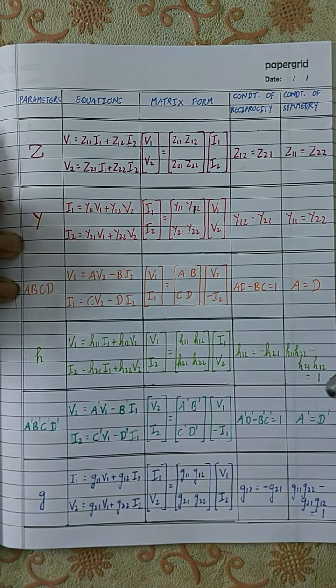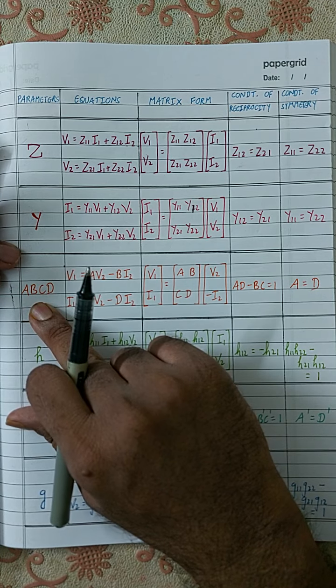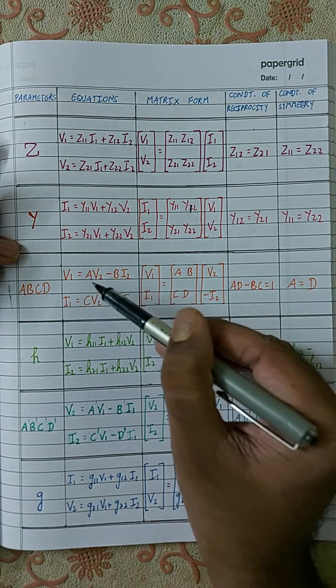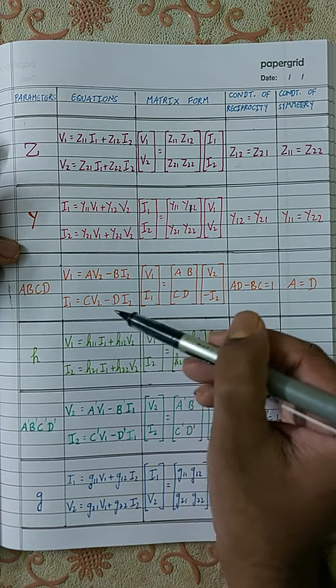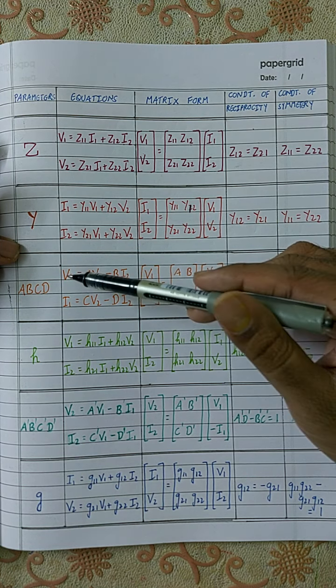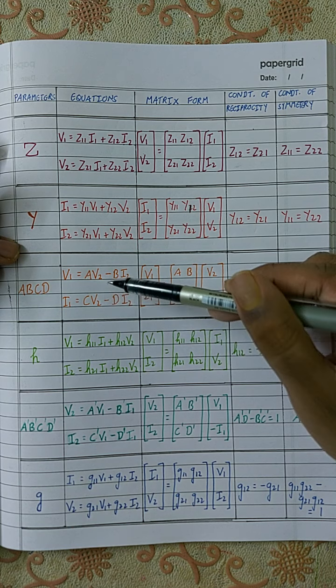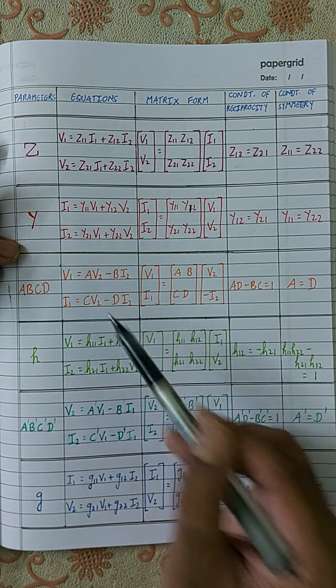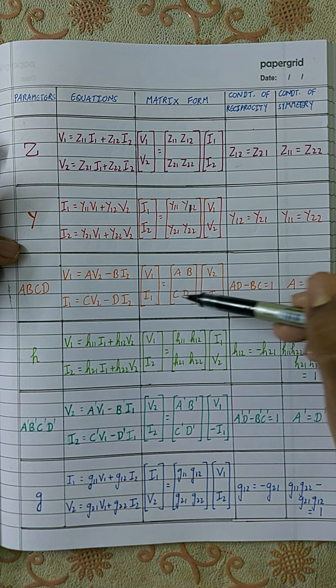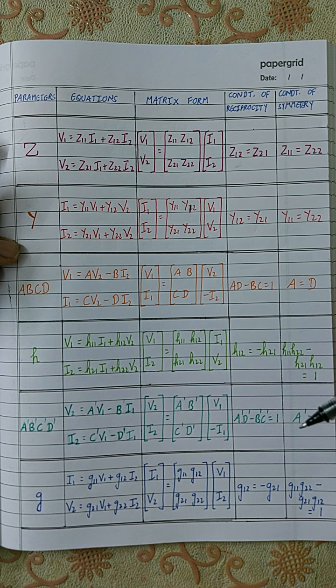Now for the ABCD parameters. That is expressing V1 and I1 in terms of V2 and I2, or V1 = A V2 minus B I2 and I1 = C V2 minus D I2. In matrix form, we can express V1 and I1 in terms of V2 and minus I2, because this minus comes from the minus in the equation. So matrix V1 I1 is equal to matrix A B C D into matrix V2 and minus I2. The condition for reciprocity is AD minus BC = 1 and the condition for symmetry is A = D.